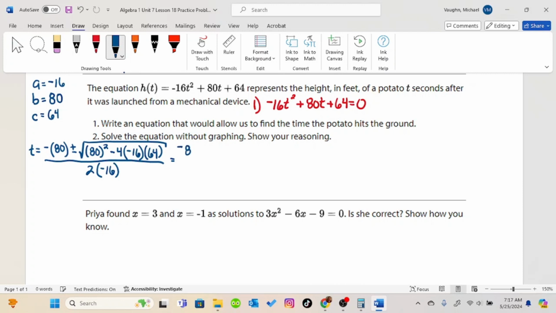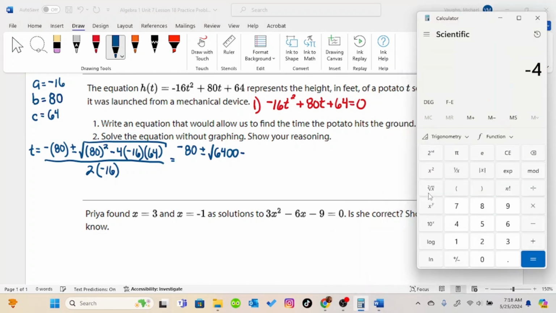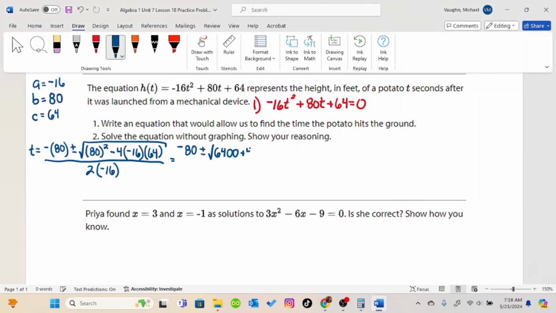So we have negative 80 plus or minus the square root. 80 squared is going to be 6,400. Negative 4 times negative 16 is 64, times 64 equals 4,096.